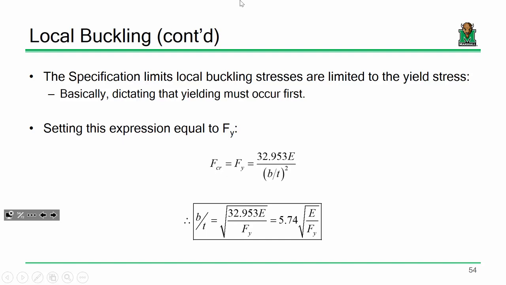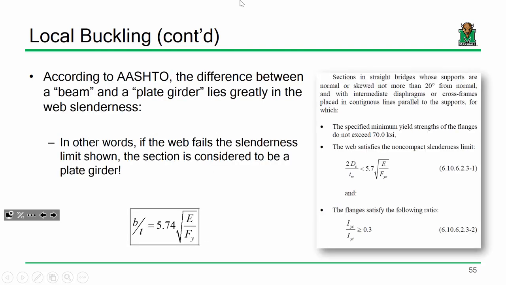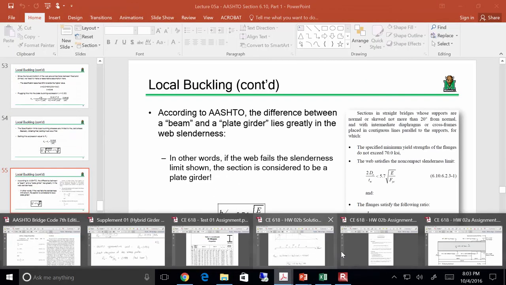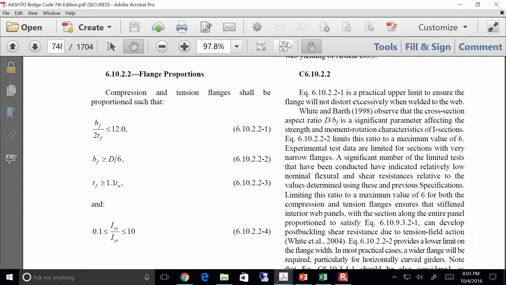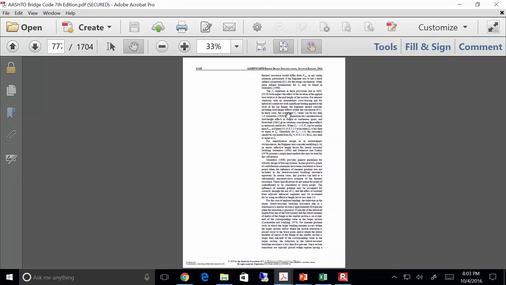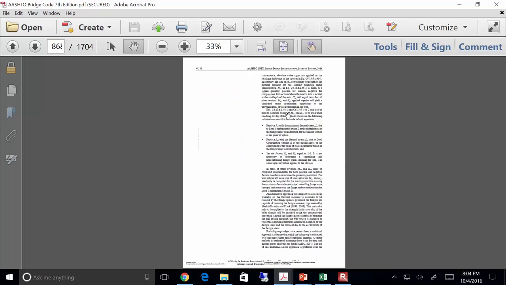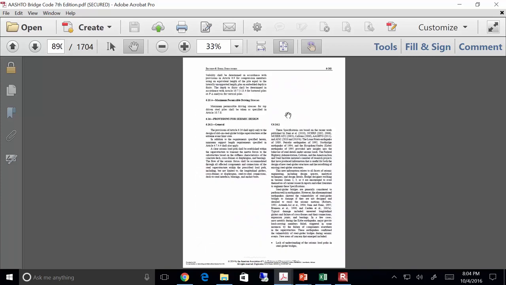That is a very important limit because that's one of, if not the most critical limits that defines whether or not we're dealing with a beam or a plate girder. You all have the Appendix A stuff in front of you, right? Well, let's pull up the Appendix A stuff real quick because it's on the cover there and it's easier to find for you all. For me, I've got to scroll.